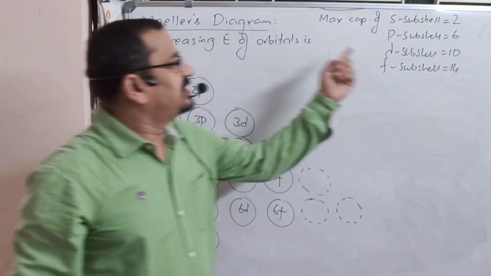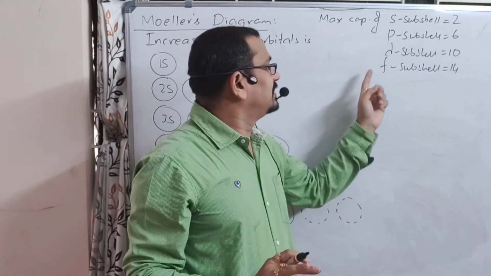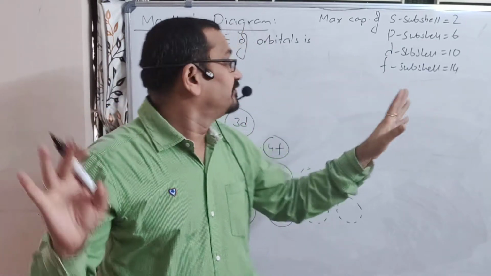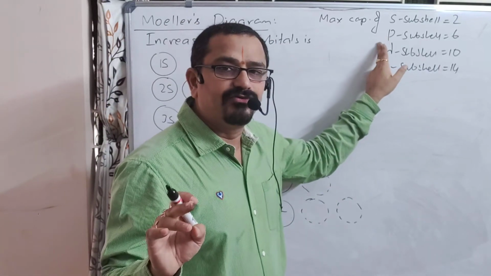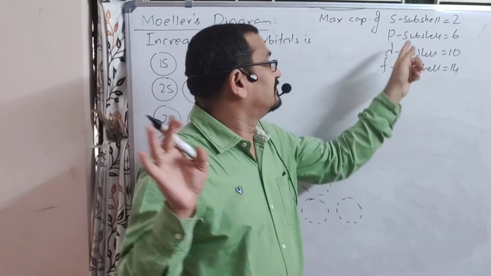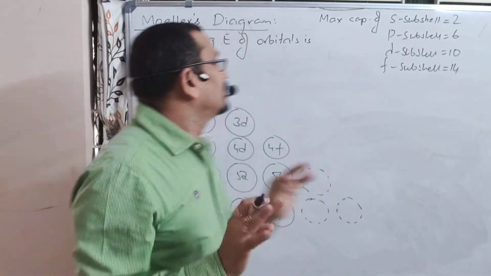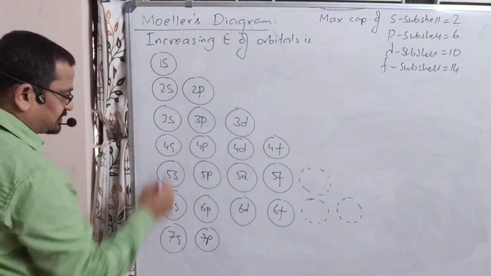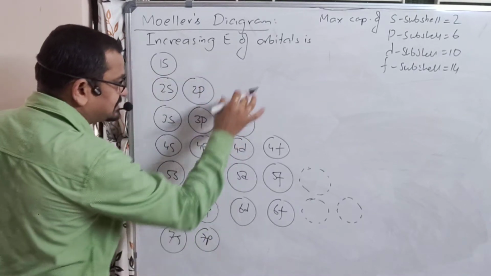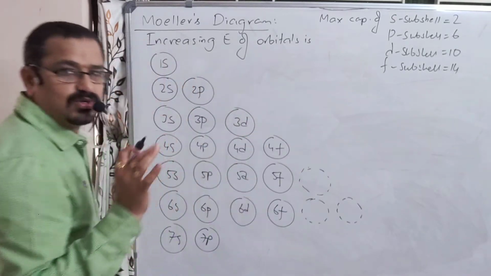Any D, it may be 3D, 4D, 5D, 6D, etc. It may be 4F, 5F, 6F, any F. It may be 2P, 3P, 4P, 5P, any P sublevel: 6 electrons only. Now let's come here. These are all subshells: S subshells, P subshells, D subshells, F subshells, so on.